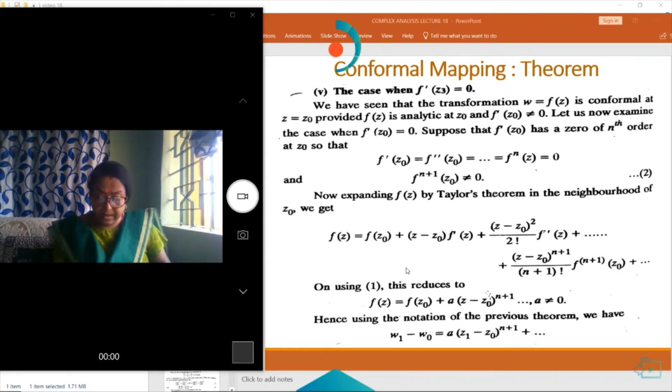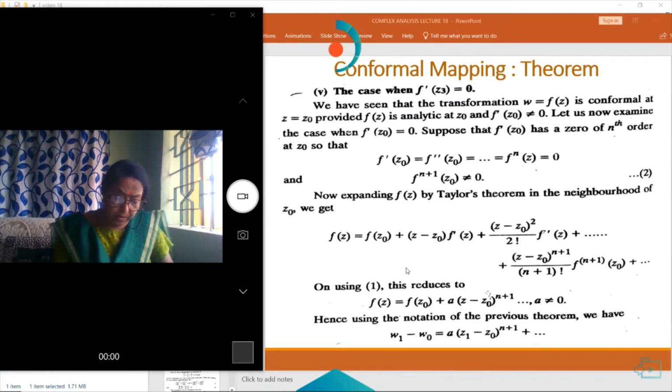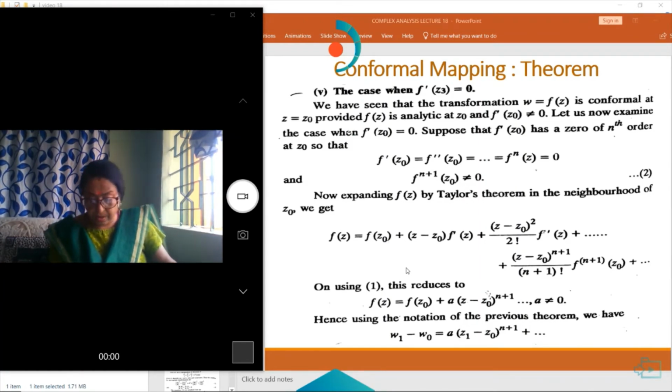Now using Taylor's theorem, we can write f(z) is equal to f(z0) plus (z minus z0) into f dash z0 plus (z minus z0) the whole square by factorial 2 into f double dash z0, and lastly (z minus z0) to the power n plus 1 divided by (n plus 1) factorial into f n plus 1 z0, and so on.